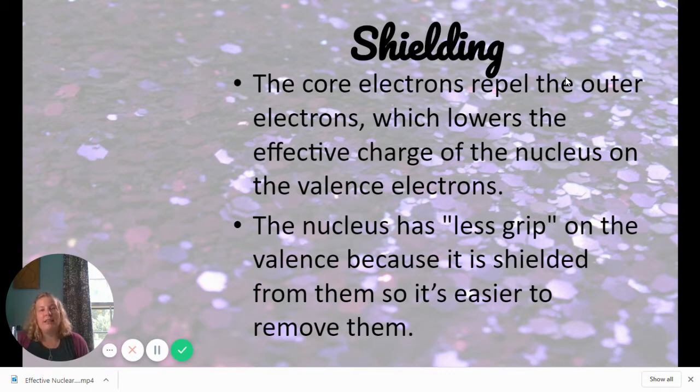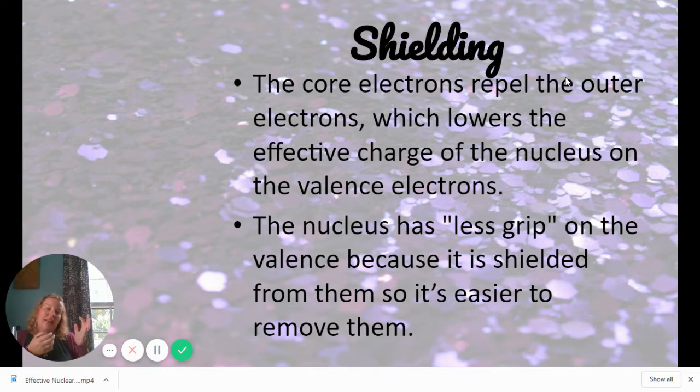So there is a concept called electron shielding. And if you think about the word shielding, shielding means that you're blocking something. And that's how the idea of shielding works. So what ends up happening is that the core electrons, which we talked about, push away and block some of the attraction happening from your nucleus.